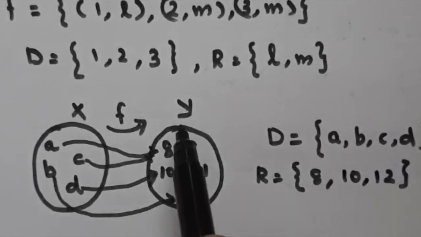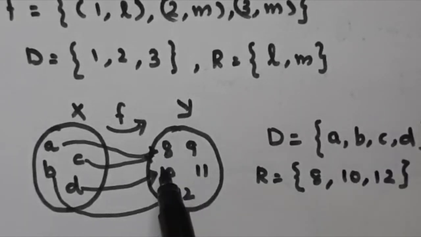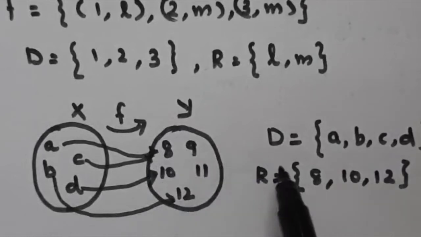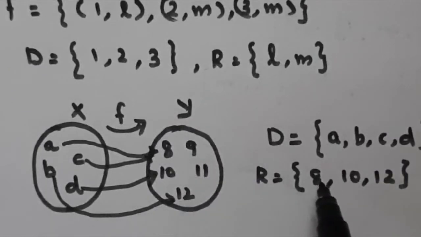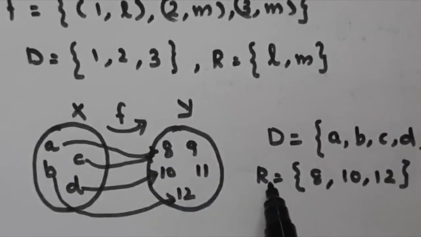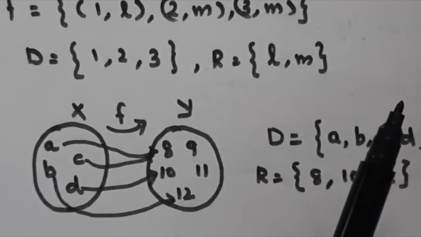You see here, capital Y, the set {8, 9, 10, 11, 12}, is the codomain. And what about the range? Range is the set {8, 10, 12}. Definitely, range is a proper subset of the codomain capital Y.